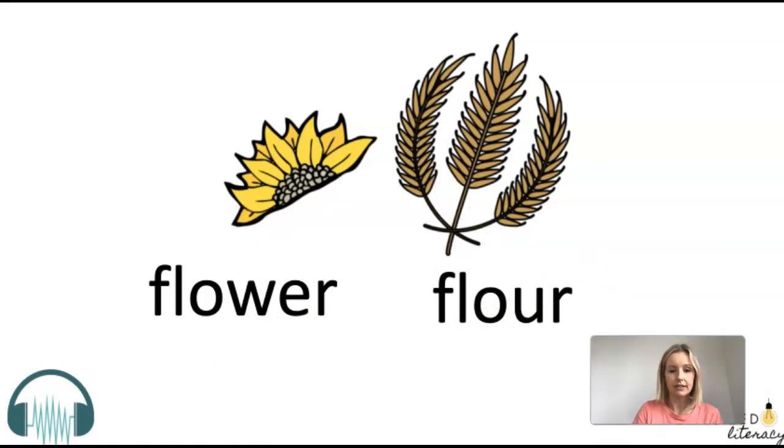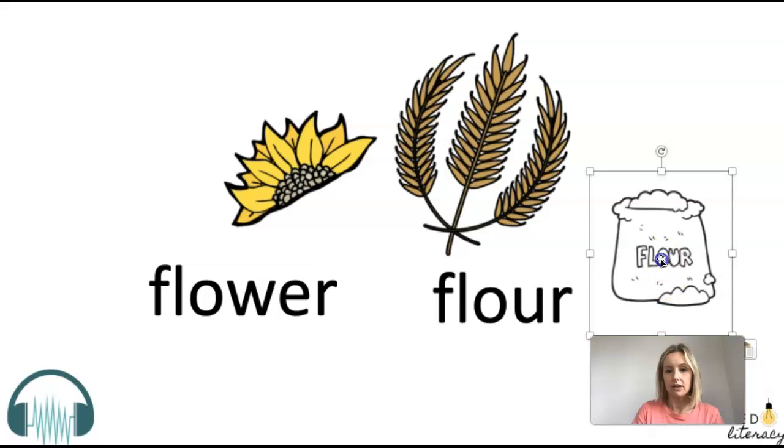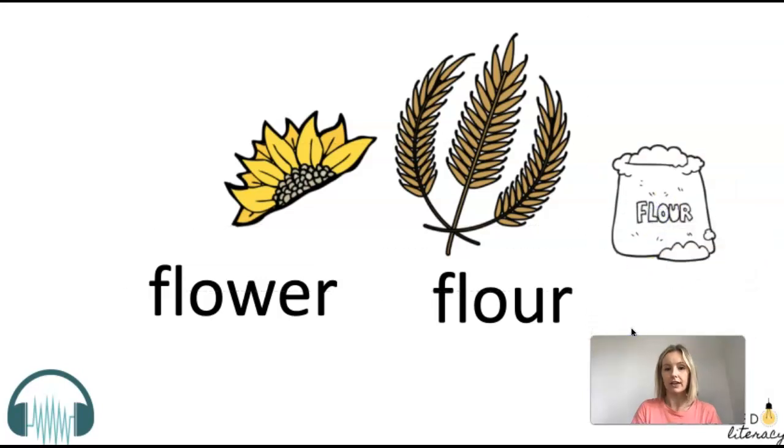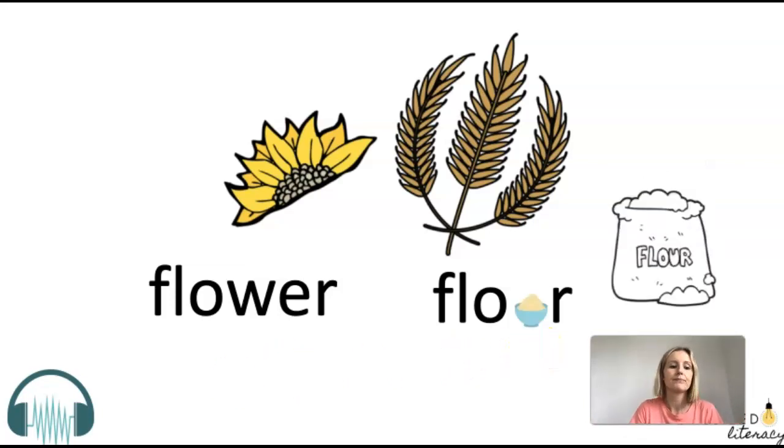I'm just going to take this little guy over here, a bag of flour, okay? So we have flower with petals is spelled like that. Flour that we use for cooking is spelled like this. But how are we going to remember that? Well, I'm going to give you one little tip.